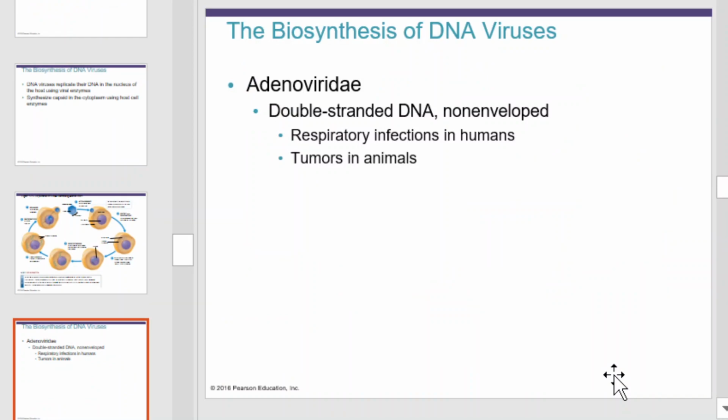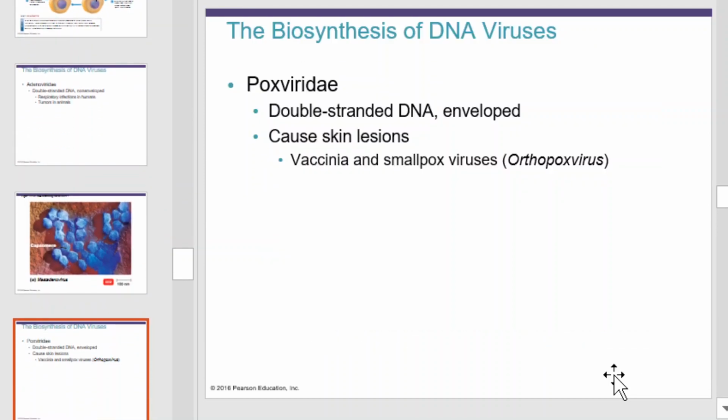Biosynthesis of DNA viruses with the Adenoviridae. Adenoviridae are the double-stranded DNA non-enveloped viruses. Adenoviridae tend to cause respiratory infections in humans and tumors in animals. Poxviridae are the double-stranded DNA enveloped viruses that cause skin lesions, vaccinia, and smallpox viruses. They are included in this group.